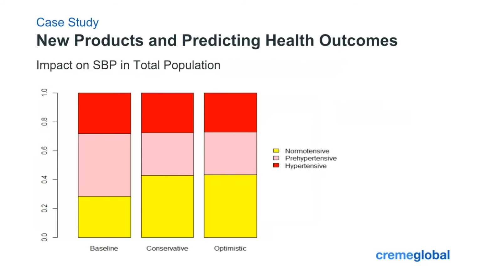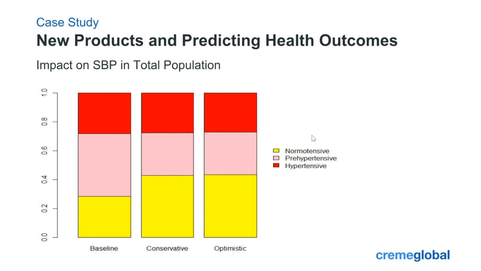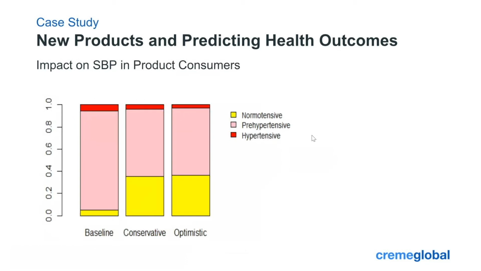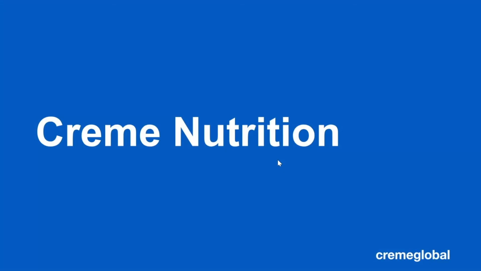And when we look at blood pressure, we're seeing an effect. When we're looking at systolic in the total population, we're seeing people moving from pre-hypertensive, in both conservative and optimistic scenarios, into the normotensive group, which is good. And when we look at product consumers only, those who are consuming the milk product, we're seeing a bigger shift from people who are pre-hypertensive into the normotensive group again.